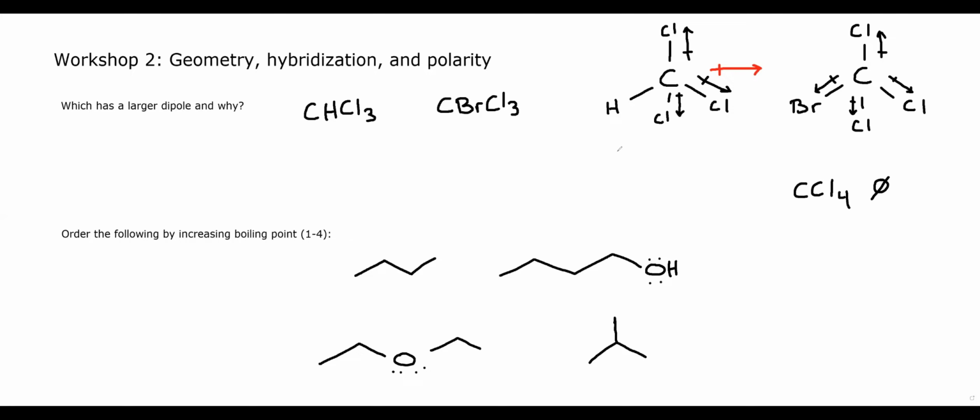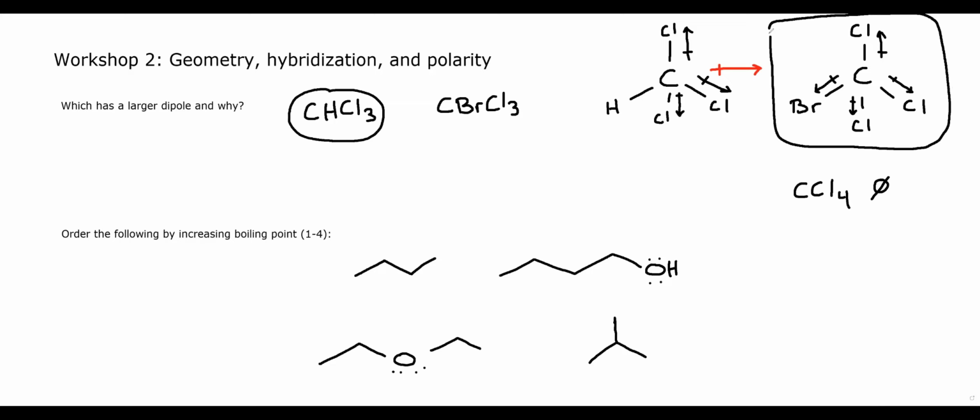Okay, so that means which molecule would have the larger dipole? Well, it would be CHCl3. Okay, so why does CHCl3 have a larger dipole? Well, because if we had a bromine attached to that carbon, then we have dipoles in equal and opposite directions all over that carbon.